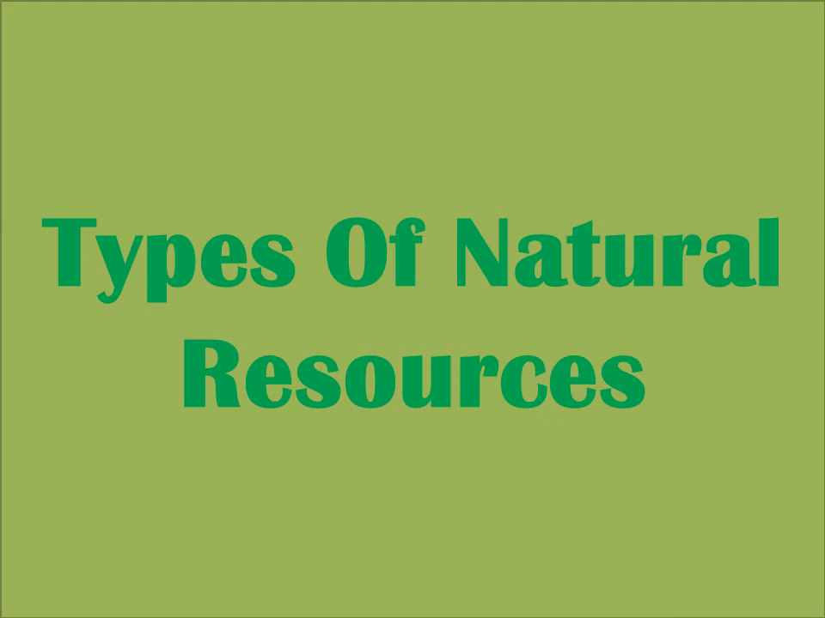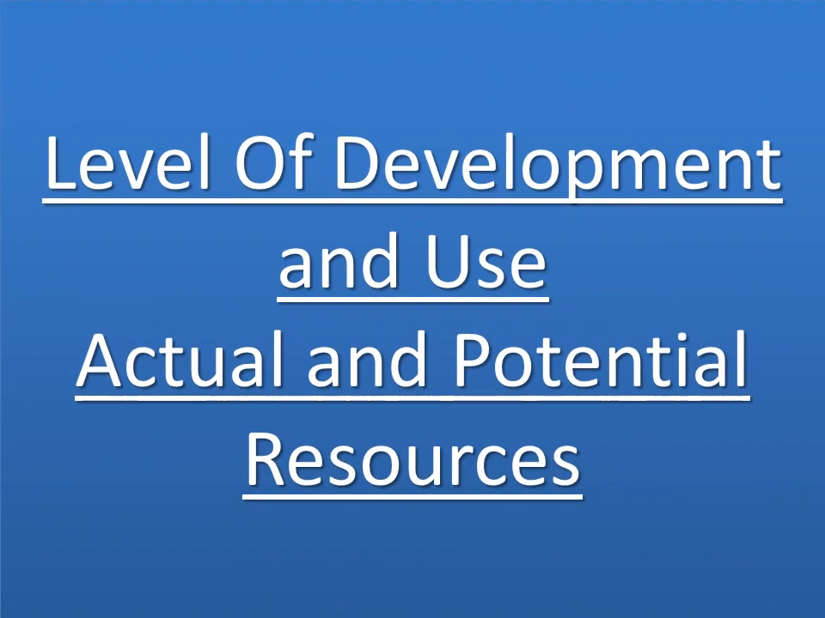Now we'll be going to study about types of natural resources. It is based on level of development and use: actual and potential resources. What are actual and potential resources? Actual resources are those which we are using in the present and which we can use in future also. Actual resources: sun, water, air, minerals, plants, trees. We are cutting trees for our needs, but it is called actual resources.